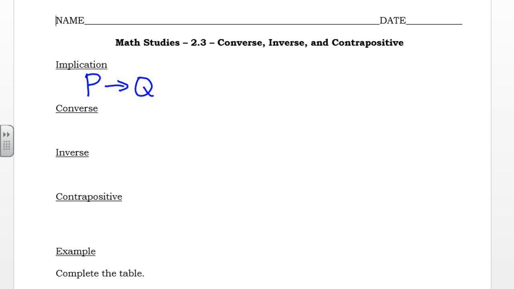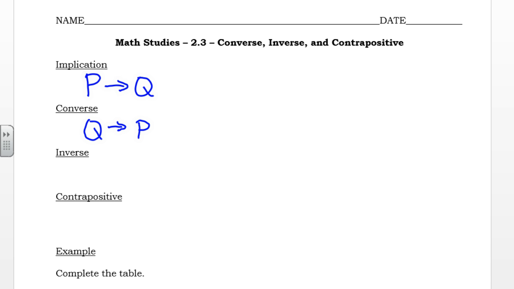A converse is when you take that statement and reverse it. It's still an if-then statement, but you use your phrases in reverse. So if Q, then P. If I buy a shirt, then I went to the mall.